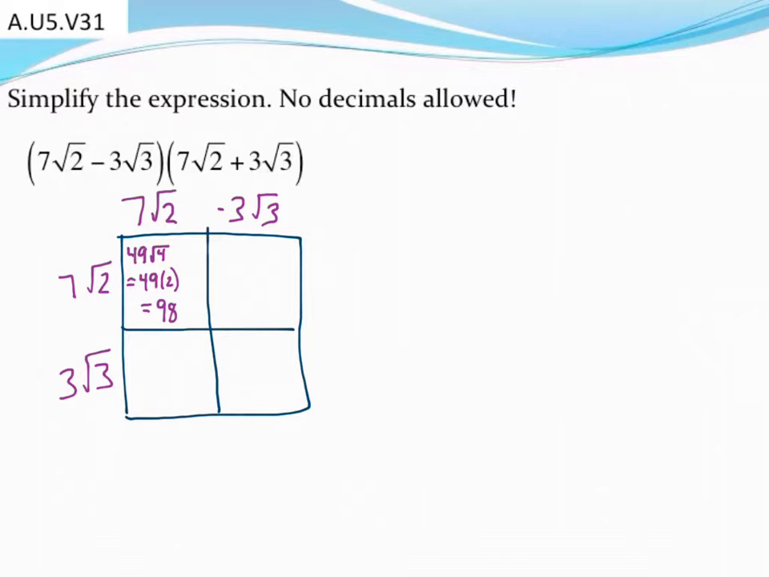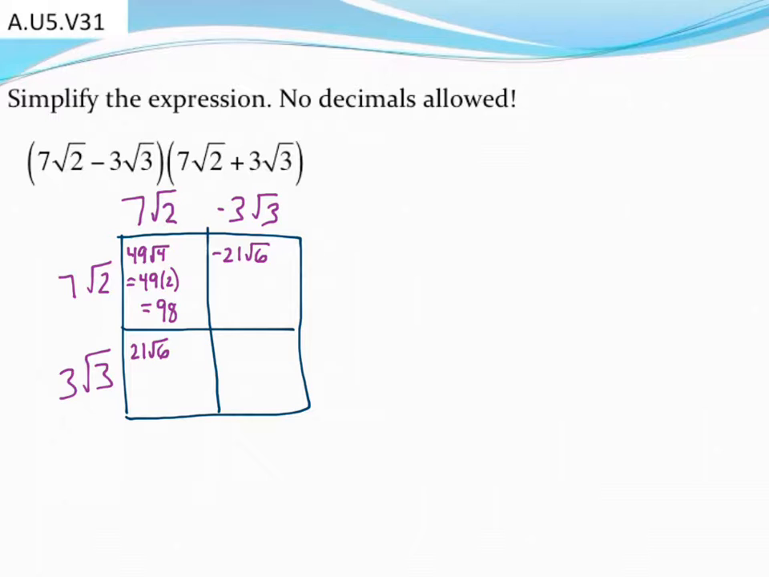All right, next box will become negative 21 when I multiply the numbers outside, square root of 6. Square root of 6 can't be simplified, so that box stays as is. When I move to the bottom row, 7 times 3 is a 21, and then a square root of 6. And you may notice something right away about those two boxes. We'll talk about that in a second.